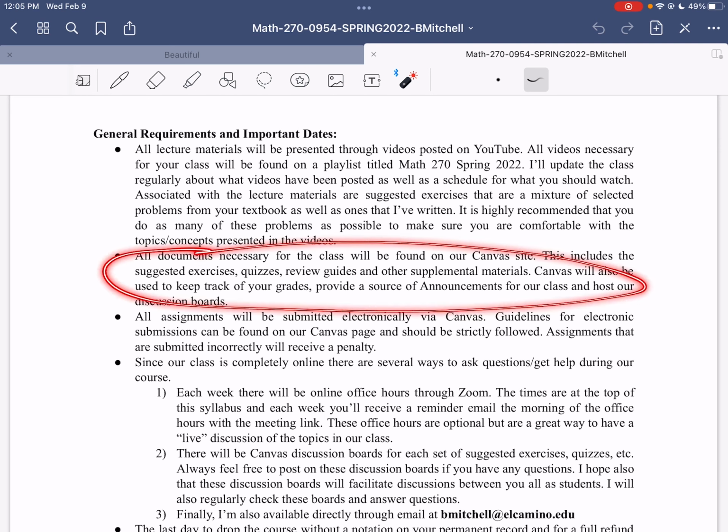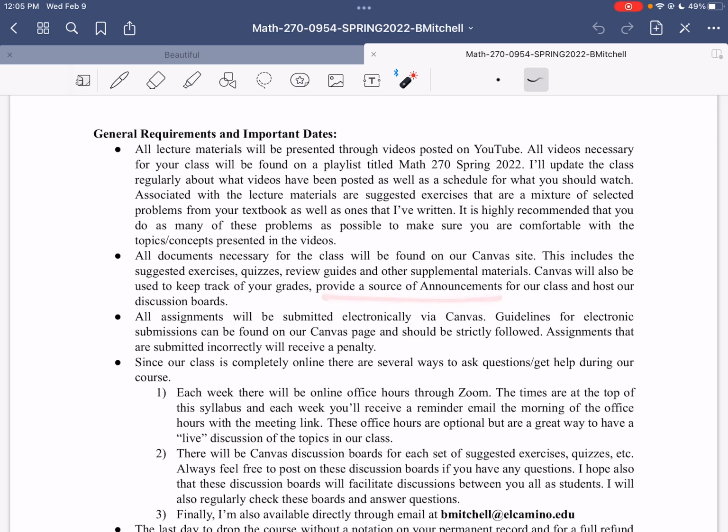In terms of documents, I think I've already mentioned this, but all the documents necessary for our class are found on our Canvas site. So those are the suggested exercises, your quizzes, the review guides, and any other supplemental materials. Remember, Canvas is also used to keep track of your grades, and those weekly schedules are found in the announcement section of Canvas. Also, Canvas hosts all the discussion boards as well. All right, the third general requirement to remember: all the assignments are submitted electronically via Canvas, so you submit your quizzes and your exams all through Canvas.